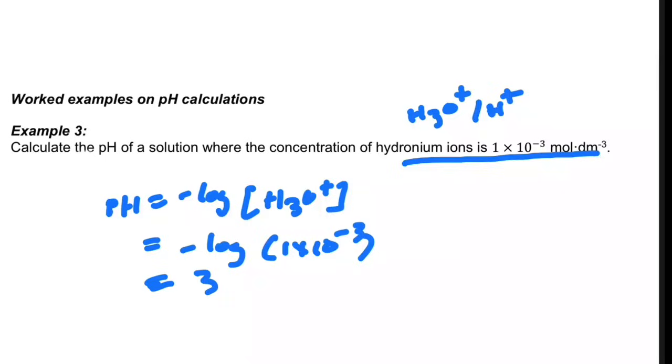It's easy to see that the pOH should be equal to 11, because if you say pH plus pOH, you get 14. So if pH is 3, then pOH should be 11. We can easily prove that, but I'm sure we're going to have a question where we're going to have to do that as time goes.